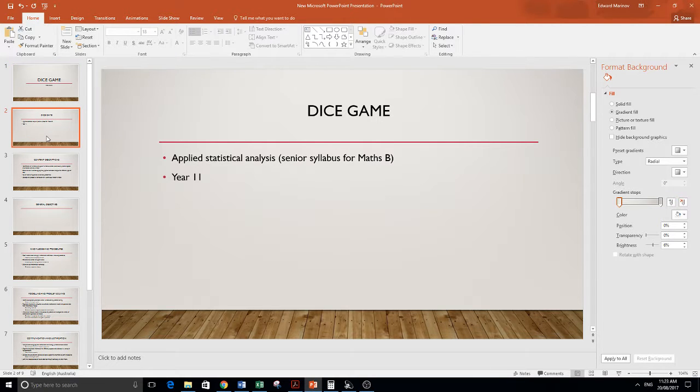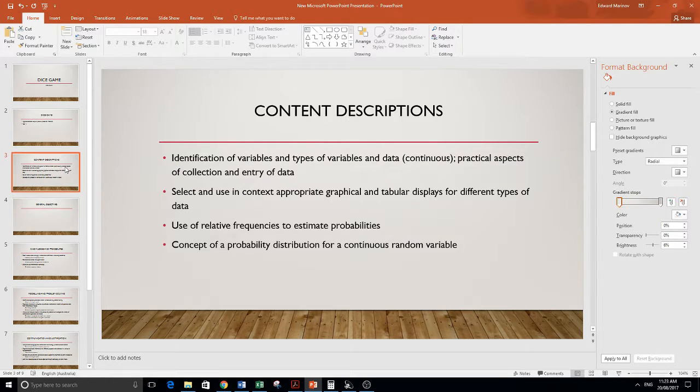So the dice game question, you'd expect to find it in a Year 11 maths classroom, and more specifically it falls under the applied statistical analysis in the senior syllabus for Maths B. So for content descriptions, the identification of variables and types of variables.